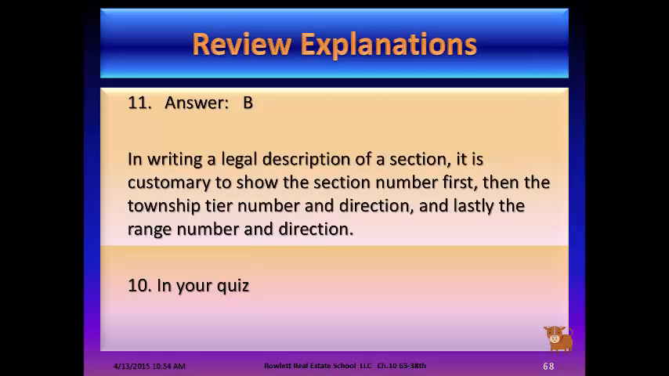11, or your 10, was B as in Bravo. In writing a legal description of a section, it is customary to show the section number first, then the township tier number and direction, and lastly, the range number and direction.